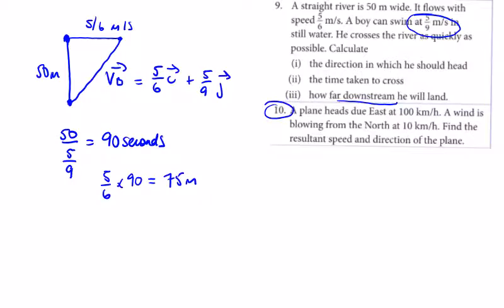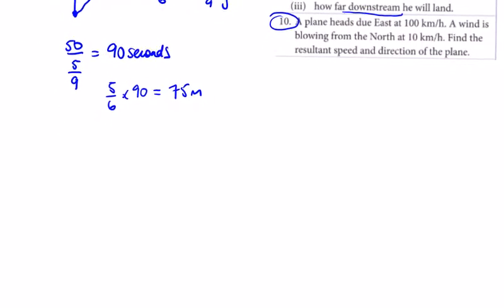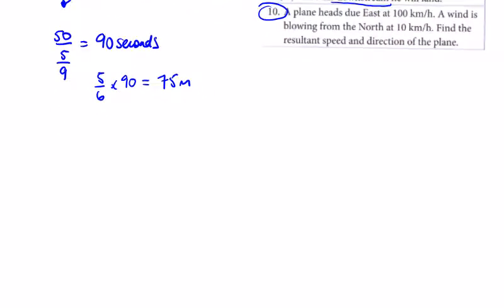Question 10. A plane heads due east at 100 kilometers an hour. So he's going this way. So the velocity of the plane relative to the wind. And the wind is blowing from the north at 10 kilometers an hour. So it's kind of coming down this way a bit from the north at 10 kilometers an hour. Find the resultant speed and direction of the plane.